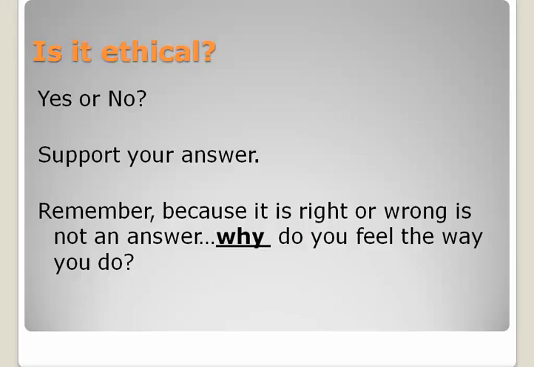Okay, let's do one more scenario before you get to do yours on your own. It's okay to copy someone's homework if you forgot to do yours last night. Do you believe this is ethical? Remember, you've got to support that answer. You can't just tell me that it's either right or wrong. Why is it right or wrong? What makes it ethical or unethical? Remember, you've got to support your answer. Pause the video and go ahead and respond.